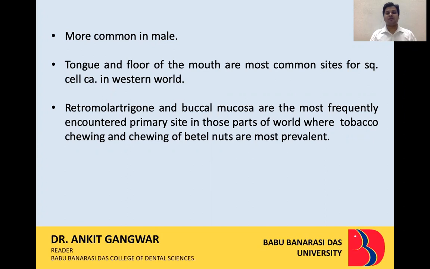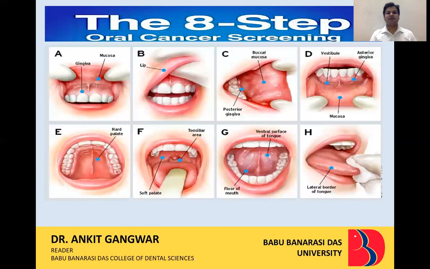The retromolar trigone and the buccal mucosa are the most frequently encountered primary sites in those parts of the world where tobacco chewing and chewing of betel nut are most prevalent, like in India. There are 8 steps in screening of oral cancers. The 8 sites you can go for: gingiva, lip, buccal mucosa, posterior gingiva, hard palate, tonsillar area, ventral surface of the tongue, lateral border of the tongue, and the floor of the mouth.